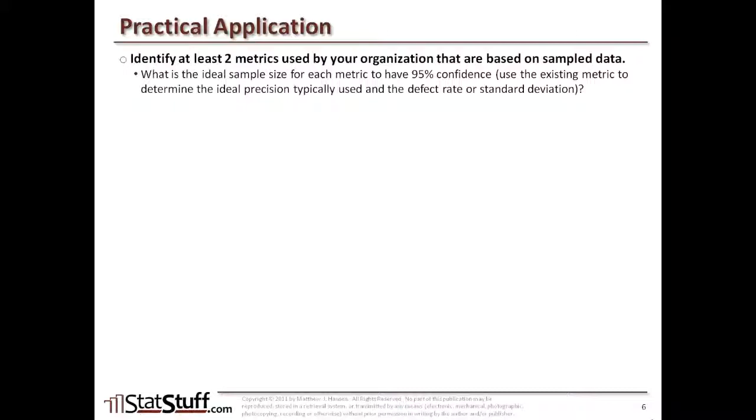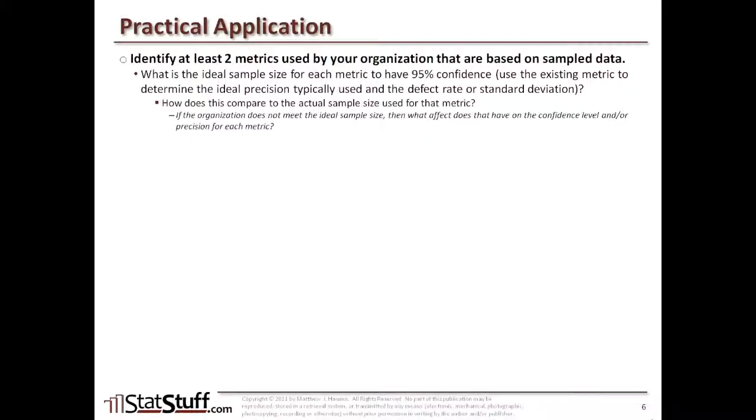For example, what's the ideal sample size for each of those different metrics in order to have 95% confidence? Now, you need to use the existing metric to determine the ideal precision typically used, and also you'll need to figure out, based off of the existing metric, the defect rate or the standard deviation, depending on which calculator you're using, the discrete calculator or the continuous calculator. And how does this answer compare to the actual sample size that's used for that particular metric? If the organization doesn't meet the ideal sample size that you calculated, then what effect does that have on the confidence level or on the precision for each of those metrics?